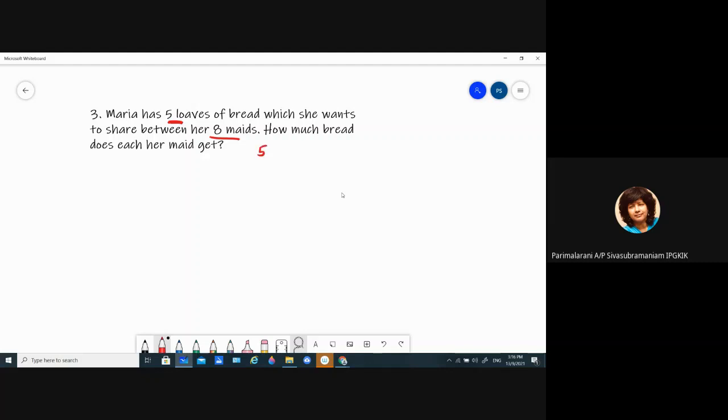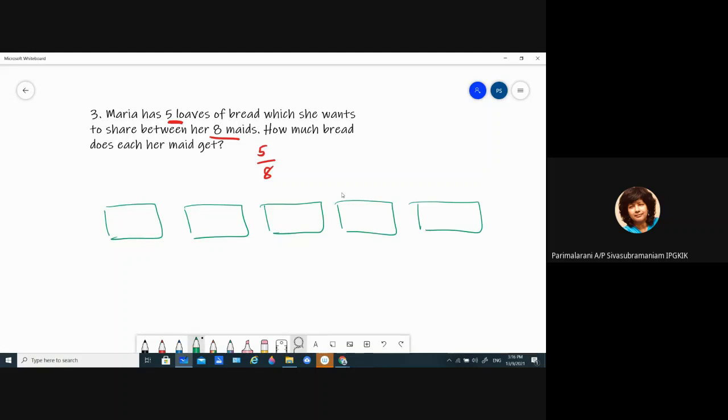Normally we do what? 5/8, correct? Each one gets 5/8, isn't it? But say you have these 5 loaves, okay? So you have 1 loaf of bread, 2 loaves of bread, 3, 4, 5 loaves of bread. You want to give 5/8 of a loaf to one person. How do you do that? Practically in real life, okay?